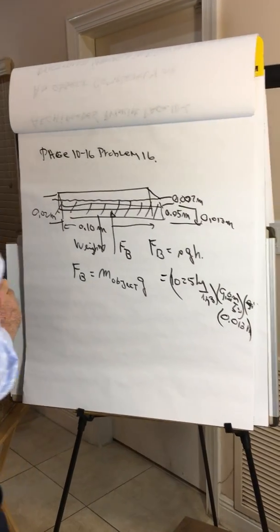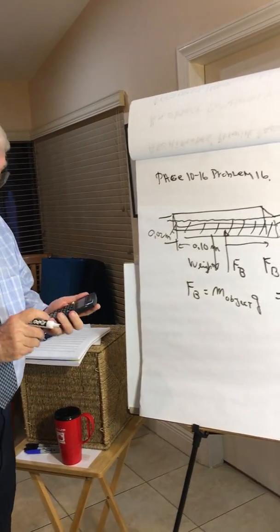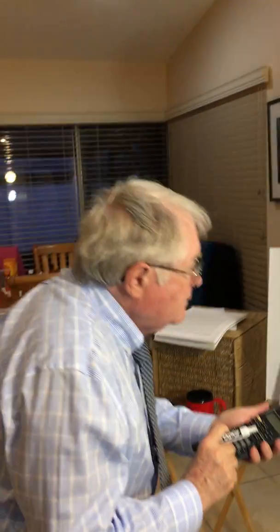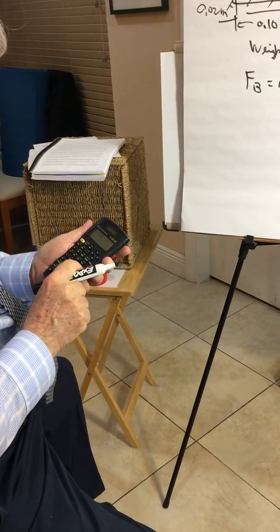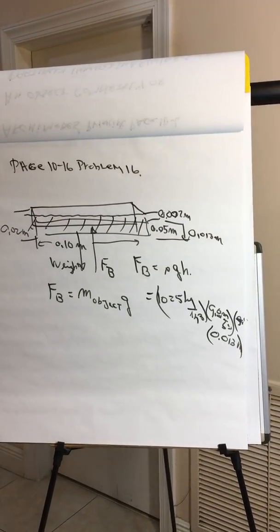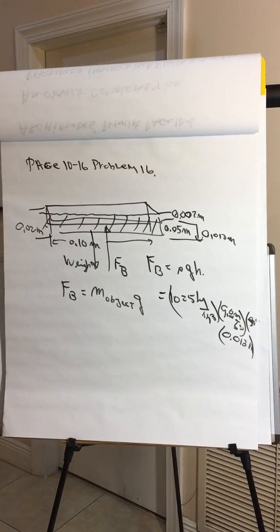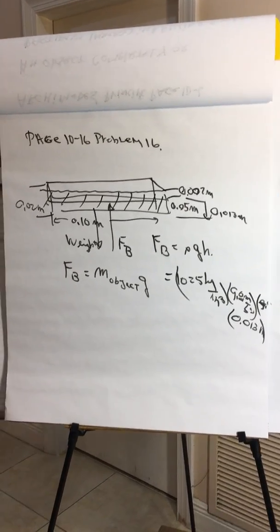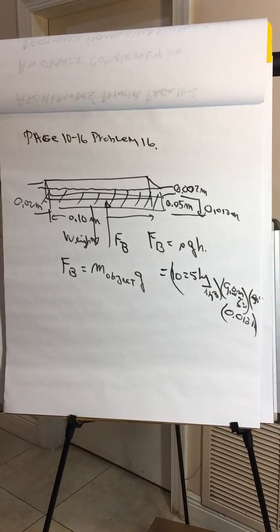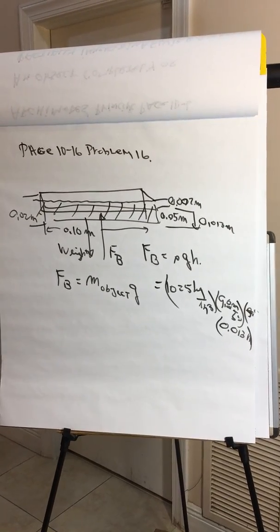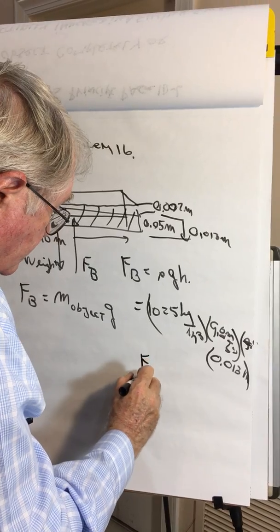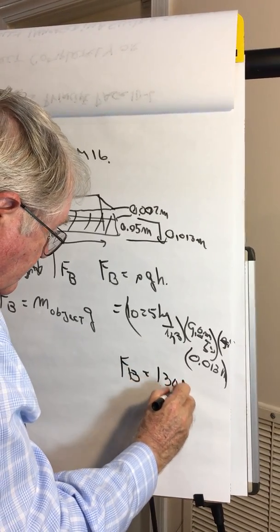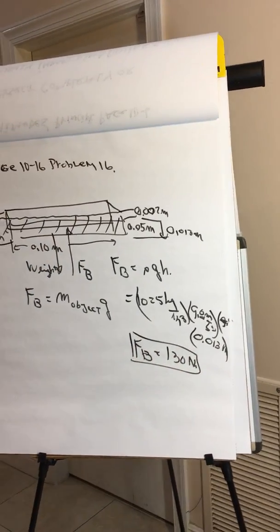Now I need my calculator to work that out. So let me get out my calculator. It's going to be 1,025 times 9.8 times 0.013 equals. And I made a mistake, so I'll try it again. 1,025 times 9.8 times 0.013 equals, and that comes out to be about 130 newtons.